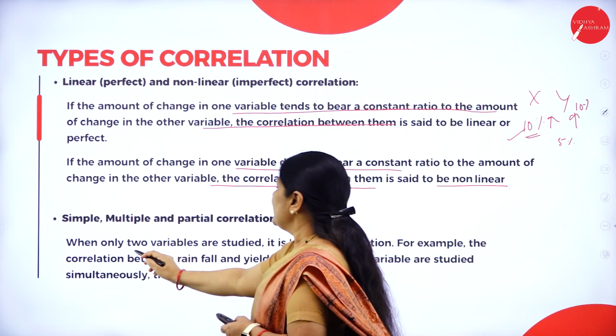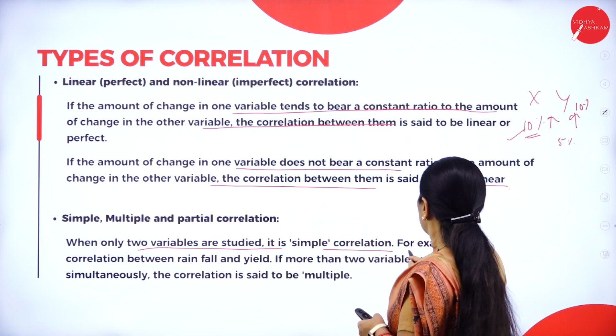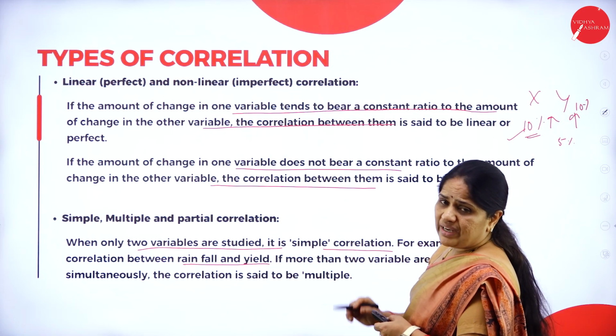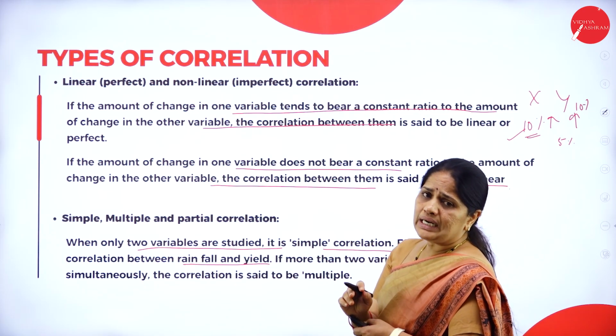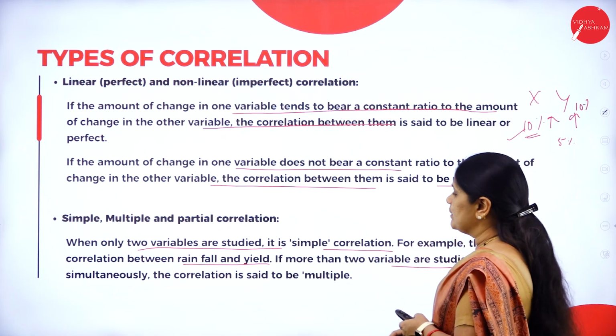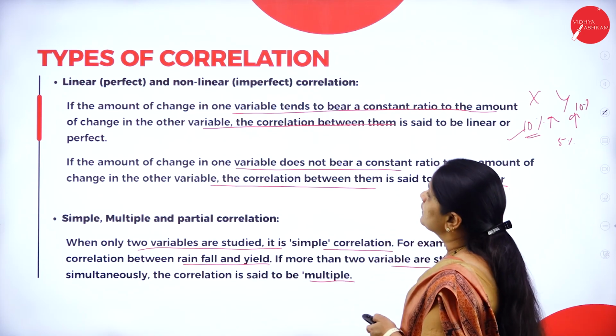Then, when only two variables are studied, it is simple correlation. For example, the relation between rainfall and yield. When you study rainfall and yield only, then it becomes simple correlation. When more than two variables are used, then it becomes multiple correlation.